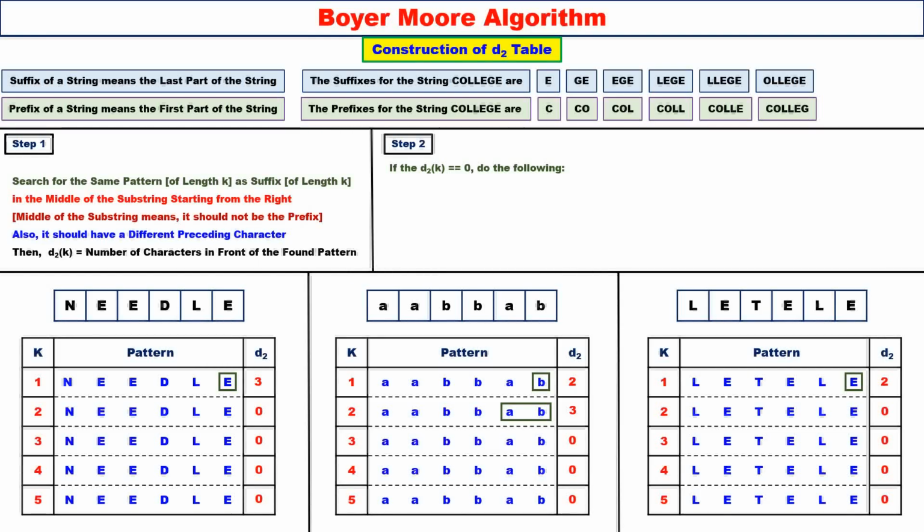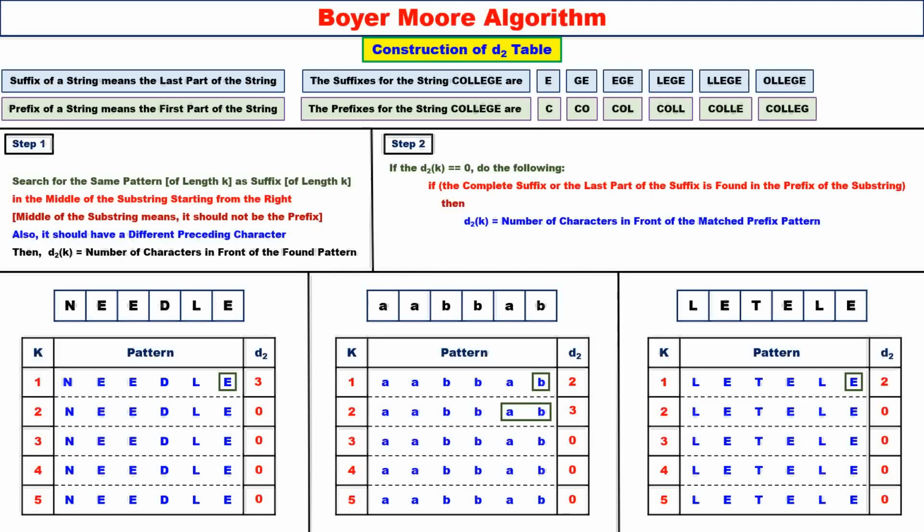What we have to do? Carefully understand the English. If the complete suffix or the last part of the suffix is found in the prefix of the string, then D2 will be the number of characters in front of the matched prefix pattern. It is not the middle of the string, it is the prefix. Otherwise, D2 should be initialized to the length of the string.